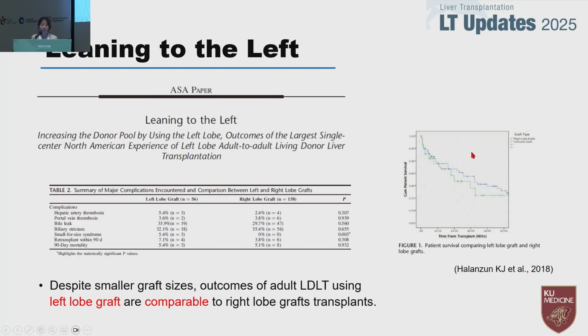This was a study published in 2018 showing comparable outcomes of adult LDLT using left lobe graft compared to right lobe grafts. Therefore, if the left lobe graft can provide the minimum GRWR required to ensure recipient recovery, actively performing LDLT using left lobe graft can ultimately enhance donor safety and contribute to the wider adoption of living donor transplantation.